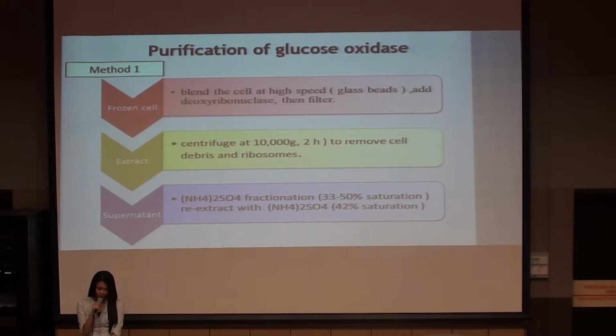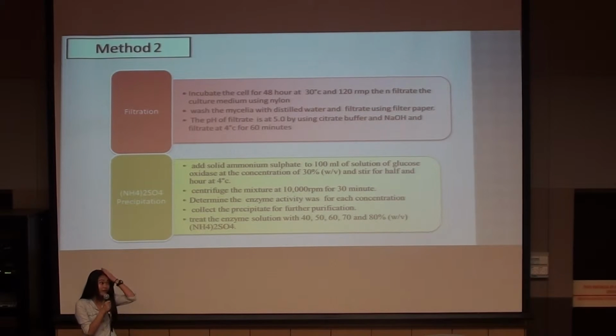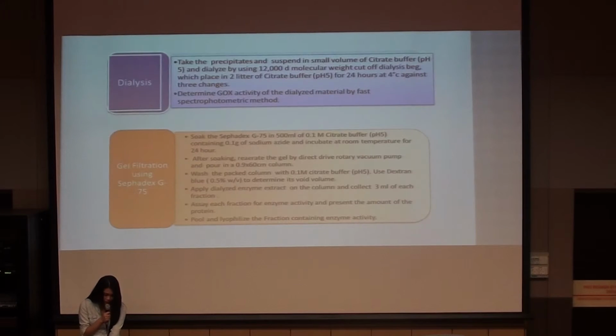Okay, this is the purification of glucose oxidase. This method is a general method and is quite easy. Okay, this is another method to purify the glucose oxidase. There are 4 main steps and then there are sub-steps. First is filtration. The second is ammonium sulfate precipitation, followed by dialysis, and then gel filtration using Sephadex G75.